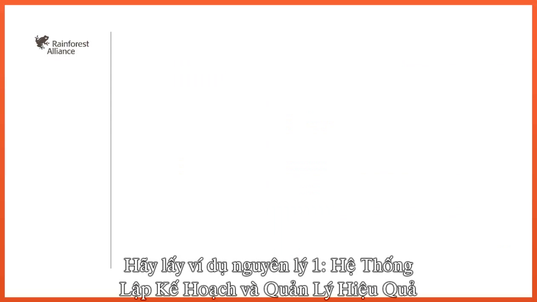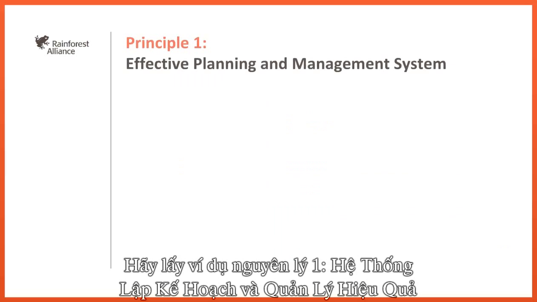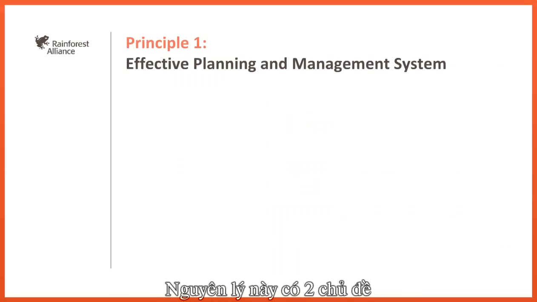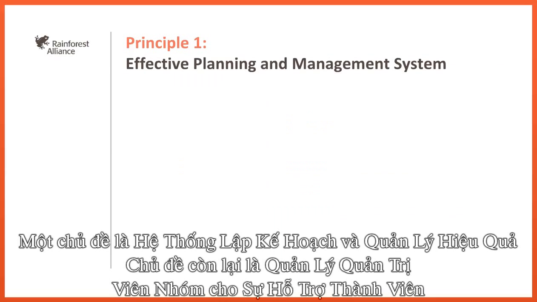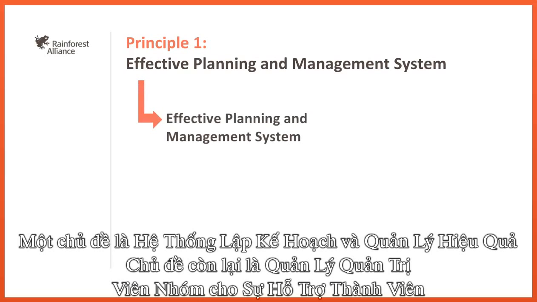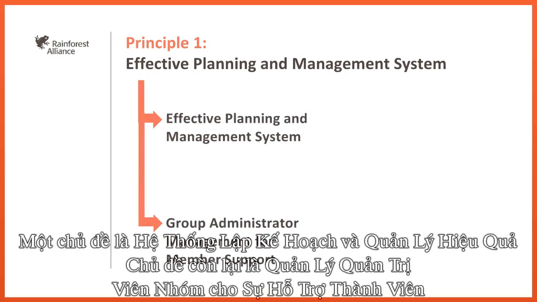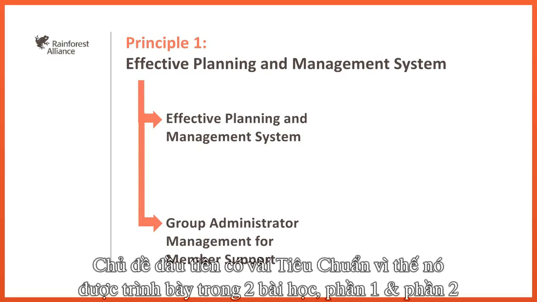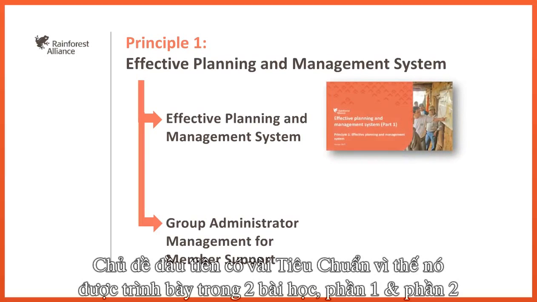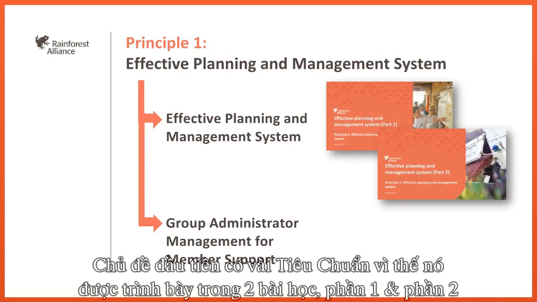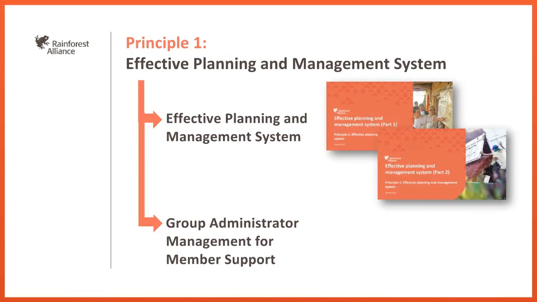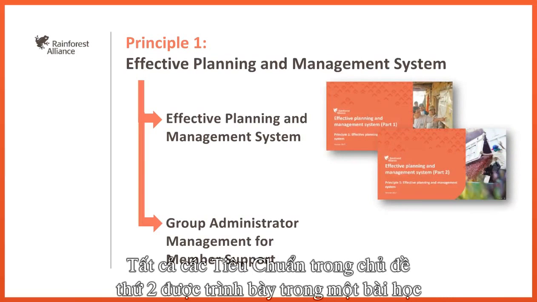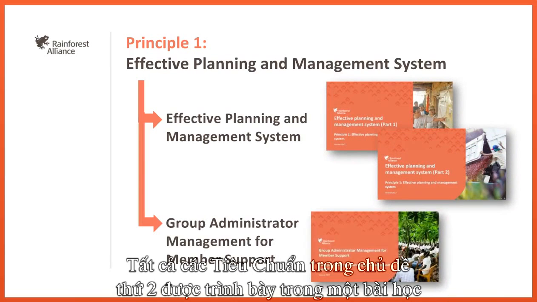Let's take an example of Principle 1, Effective Planning and Management System. The principle has 2 topics within it. One topic is called Effective Planning and Management System, and the other topic is Group Administrator Management for Member Support. The first topic has quite a few criteria, so this will be covered by 2 sessions, Part 1 and Part 2. All the criteria in the second topic are covered by 1 session.